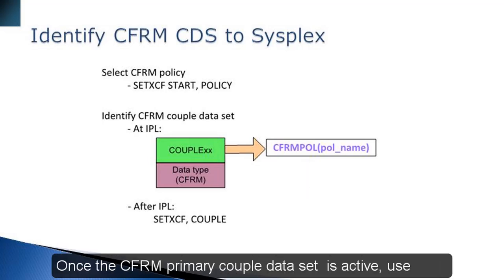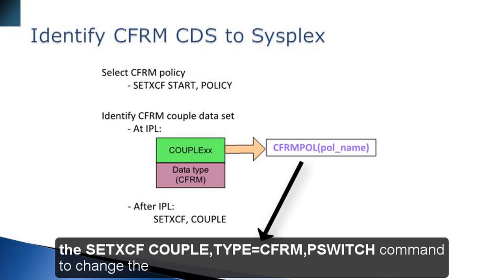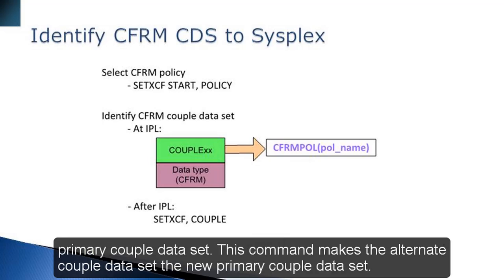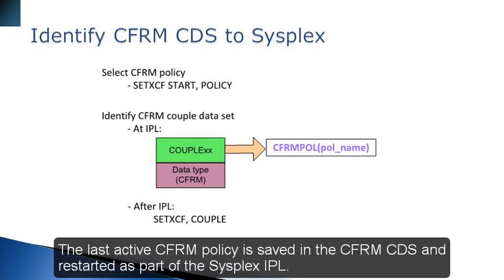Once the CFRM primary couple dataset is active, use the command to change the primary couple dataset. This command makes the alternate couple dataset the new primary couple dataset. The last active CFRM policy is saved in the CFRM CDS and restarted as part of the Sysplex IPL.